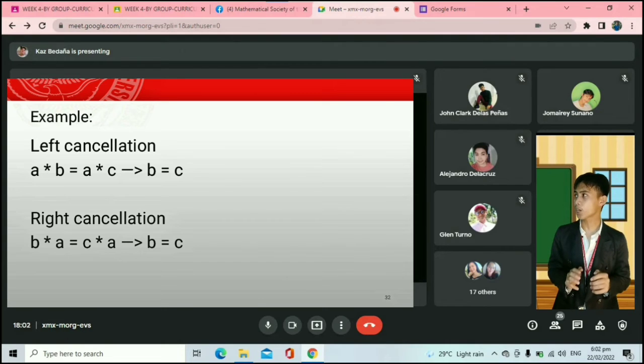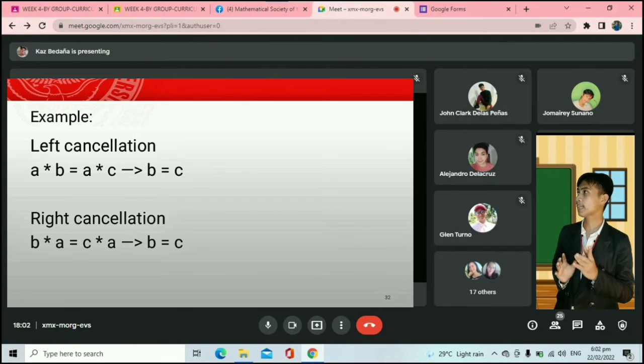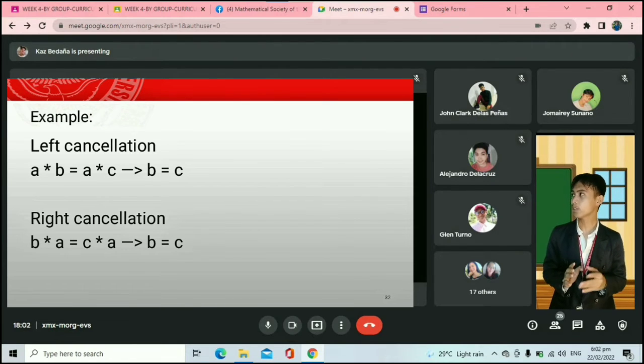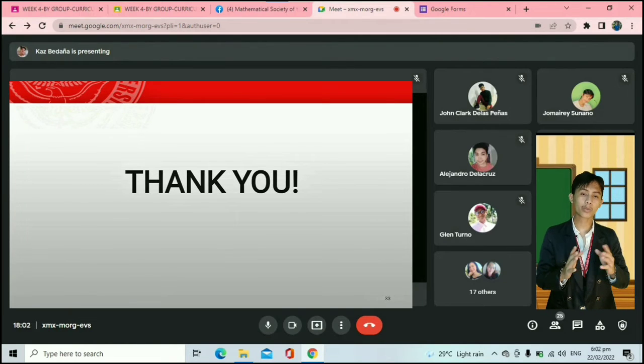Now, the right cancellation, we have B asterisk A is equal to C asterisk A. The result is B is equal to C. So, the same as in the left cancellation, we canceled A so that we could get B is equal to C. So that would be all the topics for the binary operation.